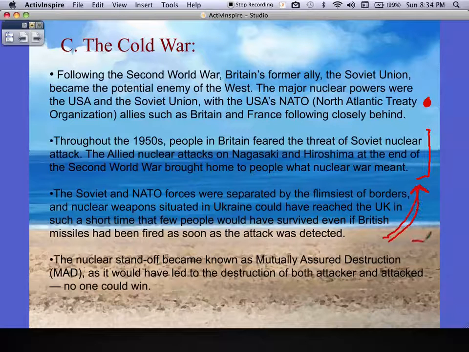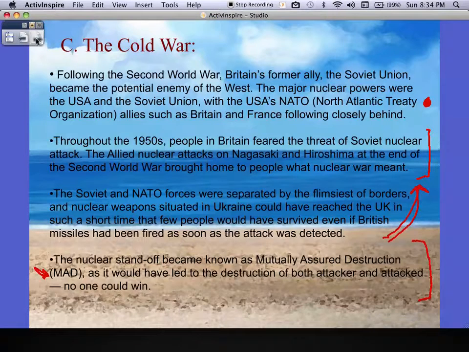And that time period in the early 50s became known as mutually assured destruction, or MAD. What a pun, huh? Or irony. Mutually assured destruction means that if I launch a bomb on you, in the time that it takes for my bomb to hit you, you're going to have time to launch a bomb back on me, and we're both going to be destroyed. So no one will win.